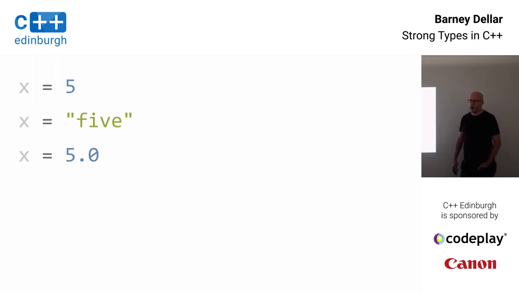Python is a dynamic language, and it's also, at least in part, weakly typed. A lot of Pythonistas consider it to be a strongly typed language because they compare it to JavaScript, but it's fairly weakly typed compared to C++. So it's dynamic, which means that we can do things like this. X starts off being an integer, then becomes a string, then becomes a float, and that's fine. The type of X changes dynamically as the program is running.